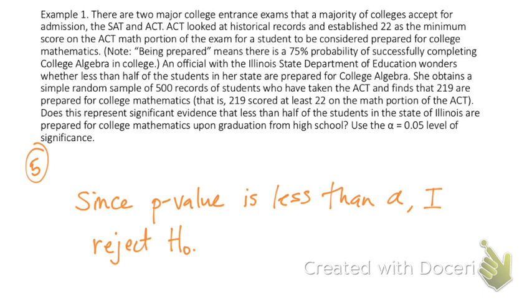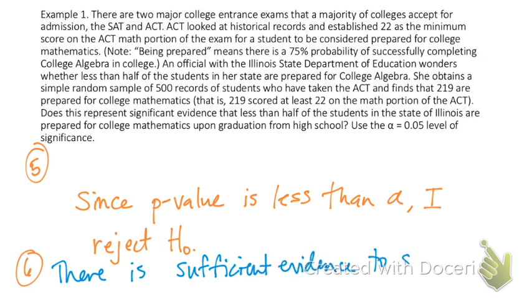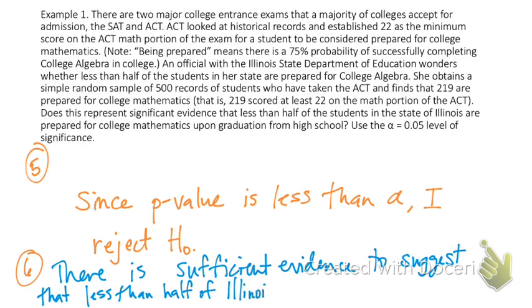Then number 6, since I reject, what's the second part of that phrase? There is sufficient evidence to suggest, what's my alternative, that less than half of Illinois students are prepared for college math.